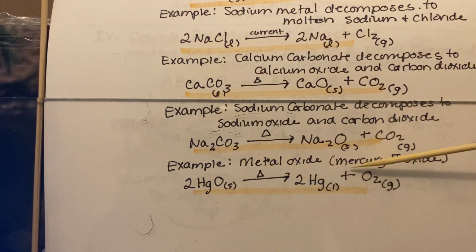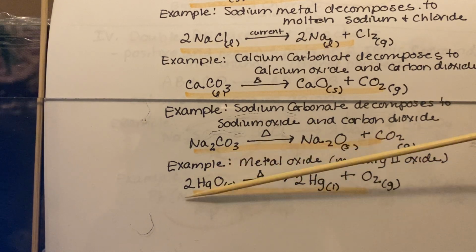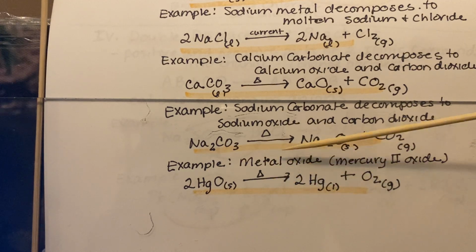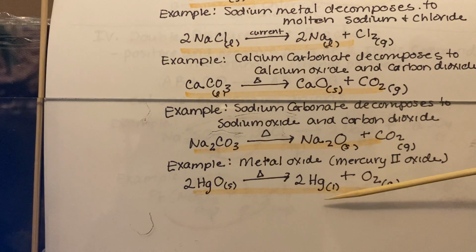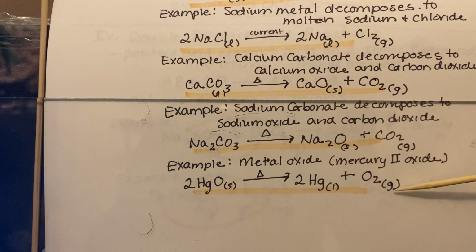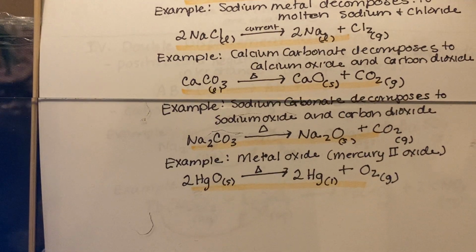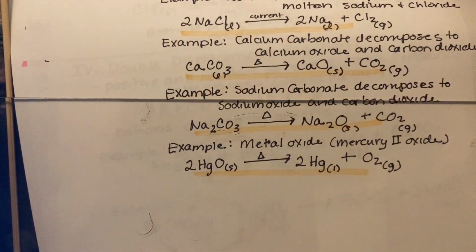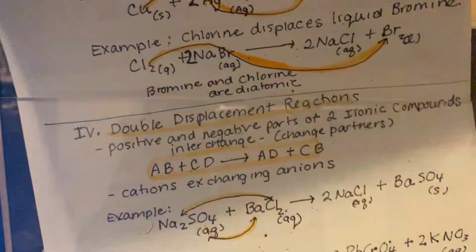Another is the metal oxide of mercury. And so we have mercury oxide here, two mercury oxides, and we're heating this up to high temperatures, and then we're going to decompose it into mercury and oxygen. So we went over the composition, or combining, I should say, the combination synthesis they call it, and onto the decomposition. So now let's go to the other two.